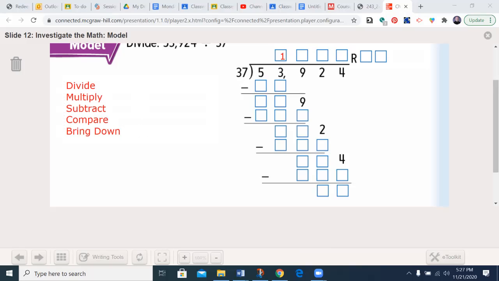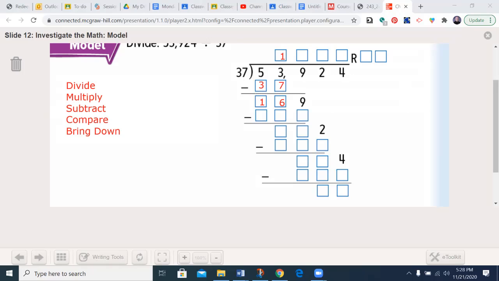Now I multiply. And when I multiply, it's whatever digit I just put up on the quotient times the divisor. So 37 times 1. And if you recall the identity property of multiplication, anytime we multiply by 1, the number stays the same. Now I subtract. 53 minus 37 is 16. 16 is less than 37. I can bring down the 9.